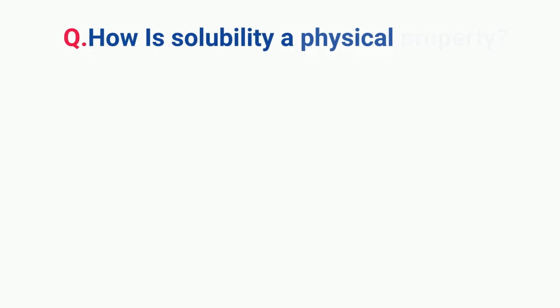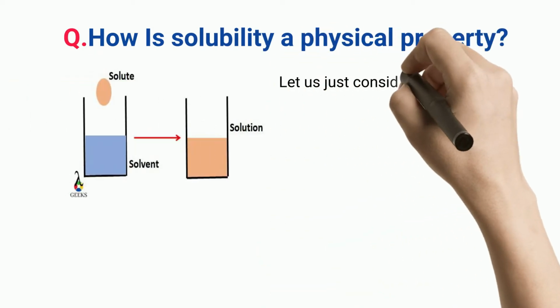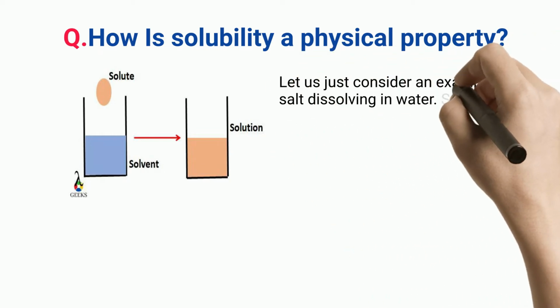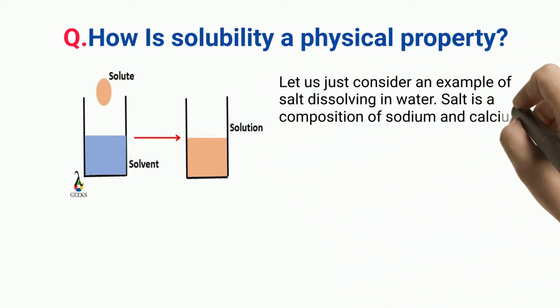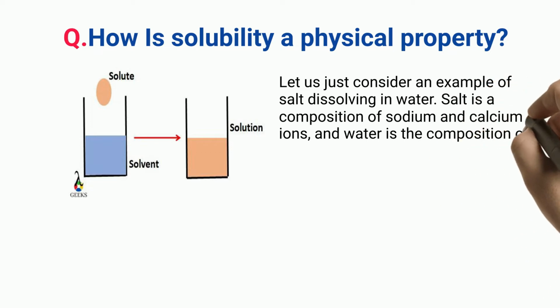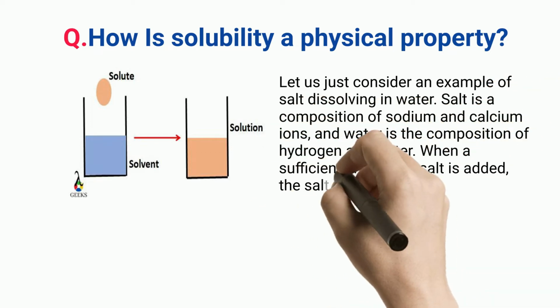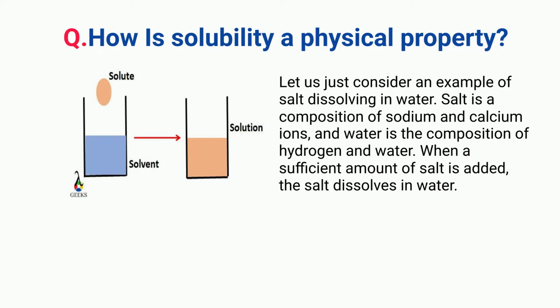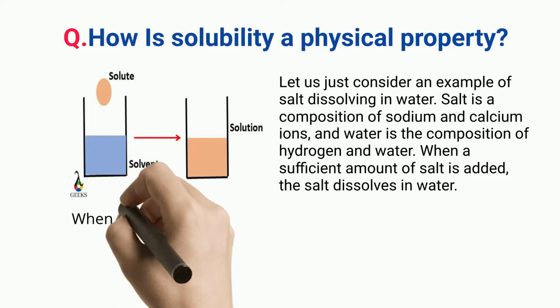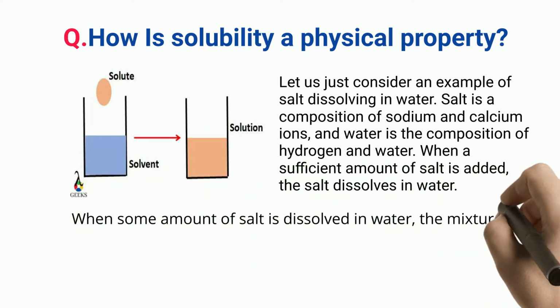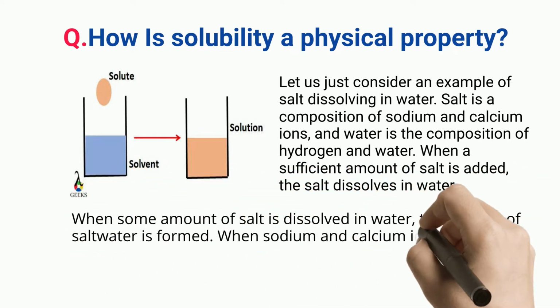How is solubility a physical property? Let us just consider an example of salt dissolving in water. Salt is a composition of sodium and chloride ions, and water is a composition of hydrogen and oxygen. When a sufficient amount of salt is added, the salt dissolves in water. When some amount of salt is dissolved in water, a mixture of salt water is formed.